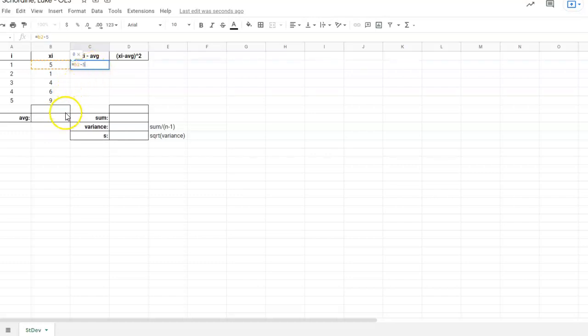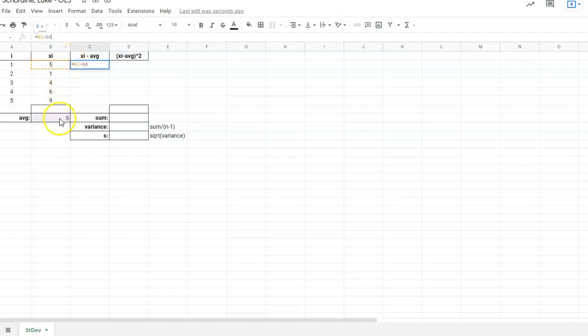I could write down B8, but the reason I don't want to do that is this. Once I do the B2 minus 5 here and press enter, I could take this box and simply drag it down like this and get all of the other boxes to have that same information. However, if I were to have B2 minus, let's say, B8 here, right?